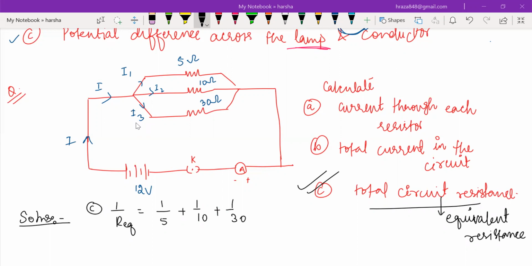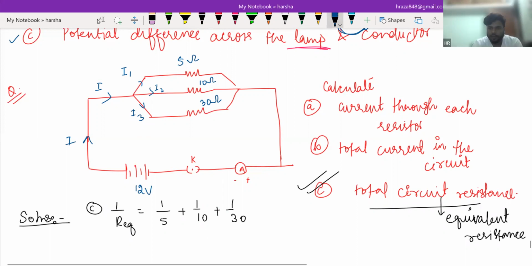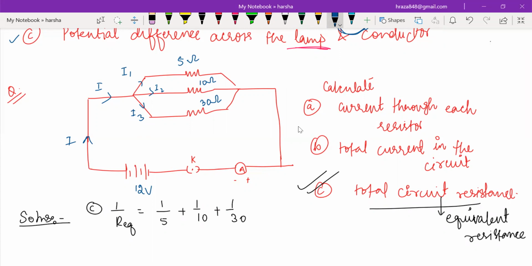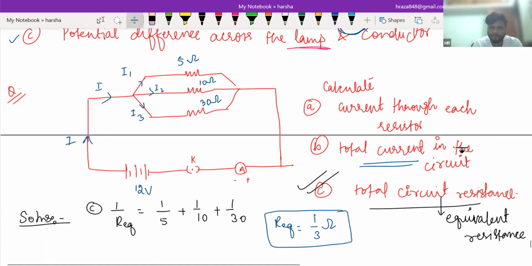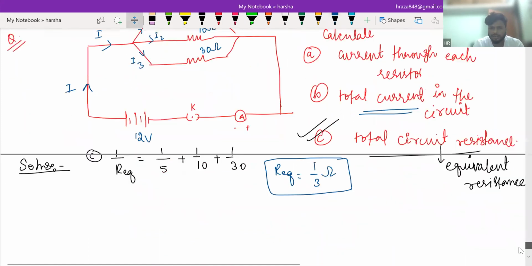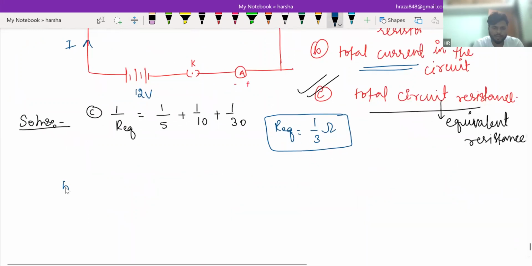Sir, 1/3. 1 by 3, right? Any other answer? Harsha, what is your answer of R equivalent? Same, sir, 1/3. Okay, so R equivalent is equal to 1 by 3 ohm. Now see, total current in the circuit. You can do it by A, B, C. It's so easy. And B part is total current in the circuit. That means V is equal to IR and I is equal to V upon R.